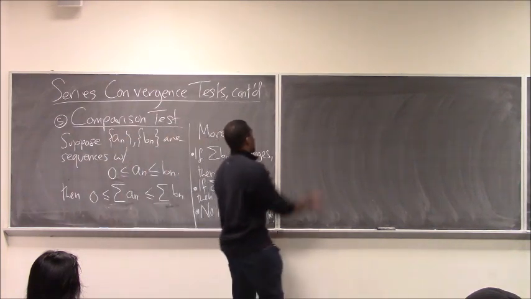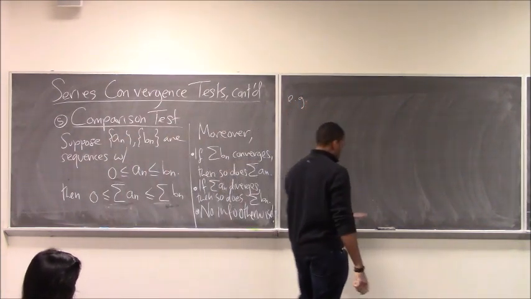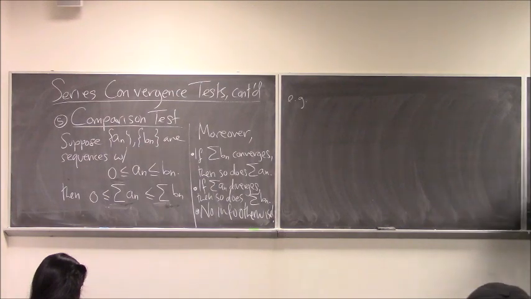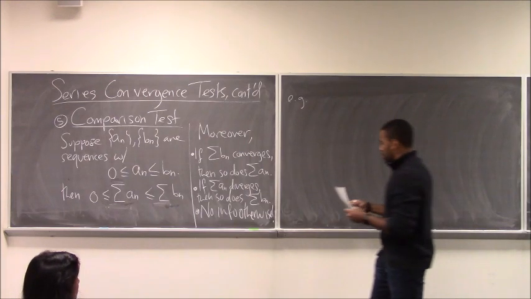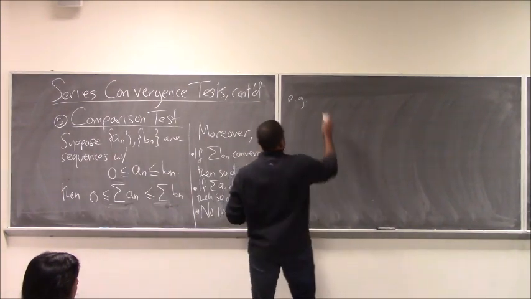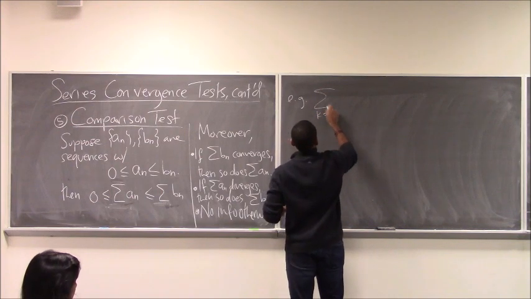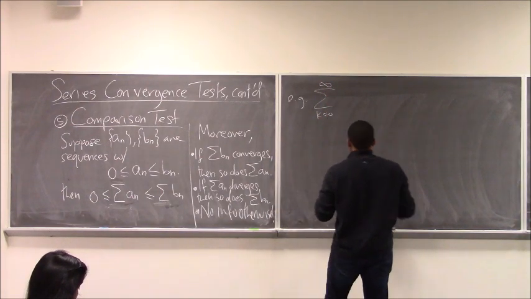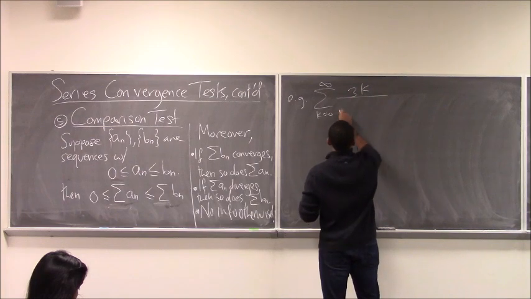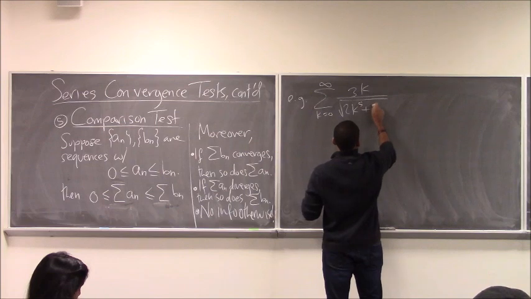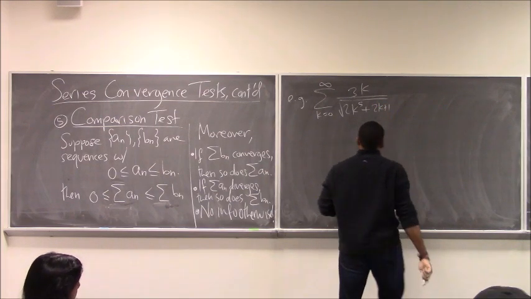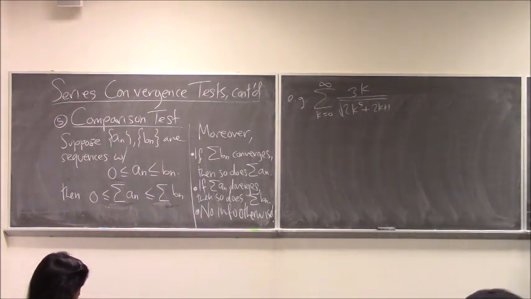So let's do an example here. And we'll do many more examples, but as we're going through the test, I'll only give one or two examples. And then we'll put them all together eventually. So, the sum as k goes from 0 to infinity of 3k over 2k to the 5th plus 2k plus 1. If you had to guess, would you guess that converges or diverges?